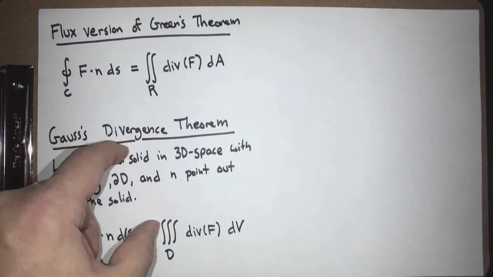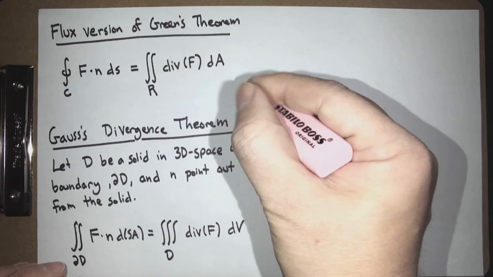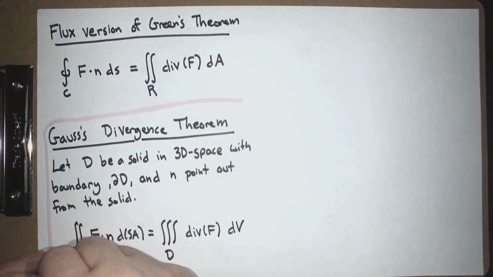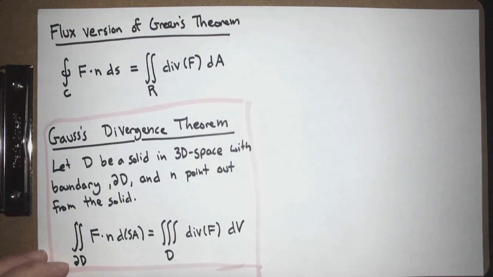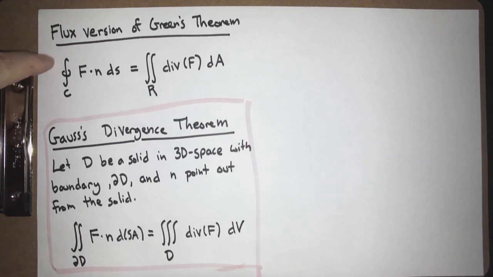This is Gauss's divergence theorem. It's this part right here. And I want to say this is not completely without precedent. We did mention that there's a flux version of Green's theorem. So if you look at the flux version of Green's theorem, it says more or less the same thing in the plane. So Gauss's divergence theorem.